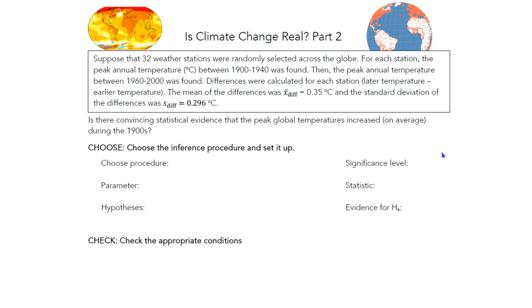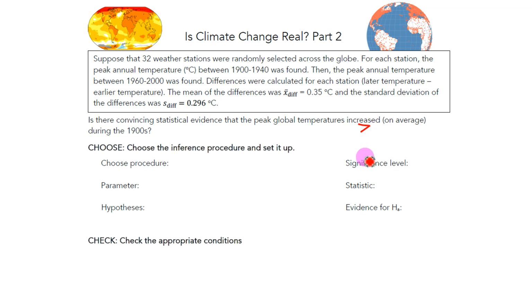Okay, climate change again. Suppose that 32 weather stations were randomly selected across the globe. For each station, the peak annual temperature between 1900 and 1940 was found, and the peak annual temperature between 1960 and 2000 was found. The differences were calculated for each station, later temperature minus earlier temperature. The mean of the differences was x bar diff equals 0.35 Celsius, and the standard deviation was s diff of 0.296 Celsius. Is there convincing statistical evidence that the peak global temperatures increased?